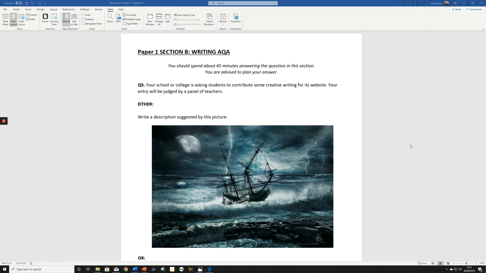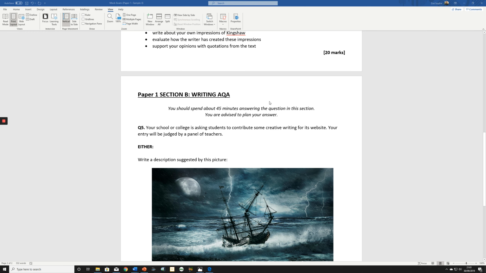I thought I'd record you another video of some writing, especially as we have such a horrible evening upon us. The rain and such made me think of this picture. This, of course, is an AQA style question, as you can see here. This is paper 1 writing.